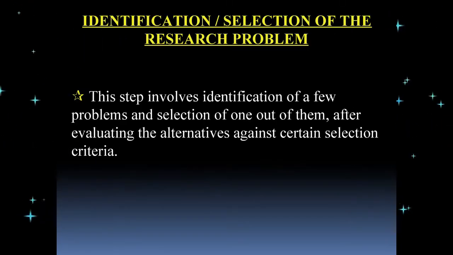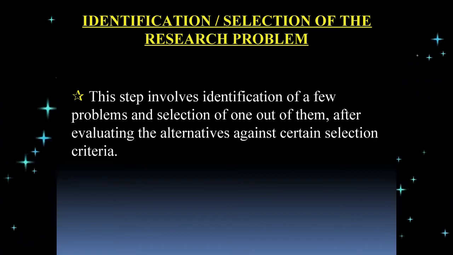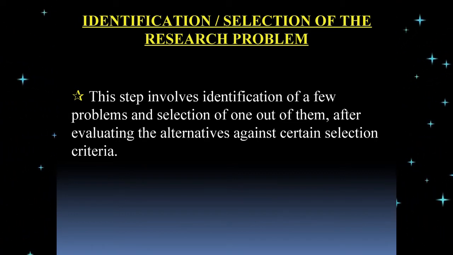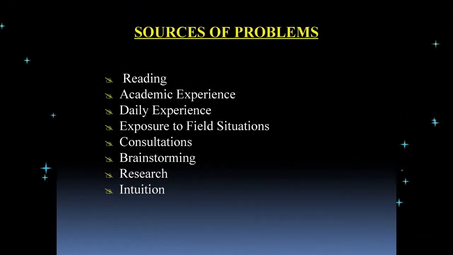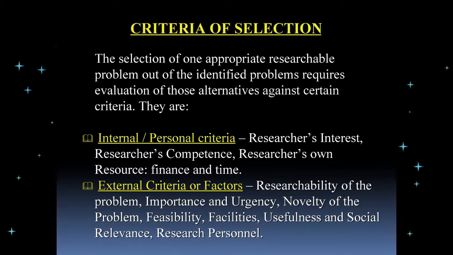Identification and selection of the research problem. This step involves identification of a few problems and selection of one out of them, after evaluating the alternatives against certain selection criteria. Sources of problems: reading, academic experience, daily experience, exposure to field situations, consultations, brainstorming, research, intuition.